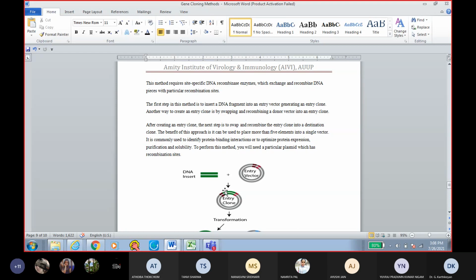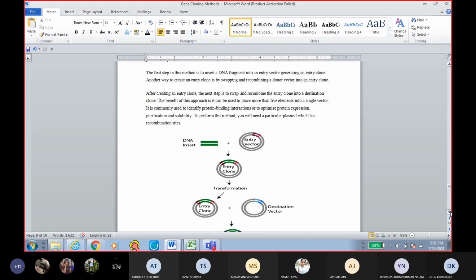But typically you have these vectors called entry vectors. Now you use your DNA and this entry vector along with a DNA recombinase enzyme. Recombinase enzymes are typically found in transposons, right? Transposons have this ability to jump around genes because they have an enzyme called recombinase. So you're using that recombinase, and what it does is it joins these two molecules. So you now have what is called an entry clone.